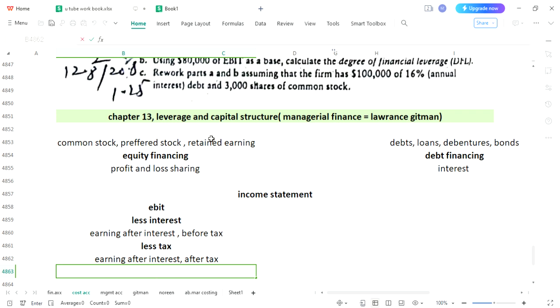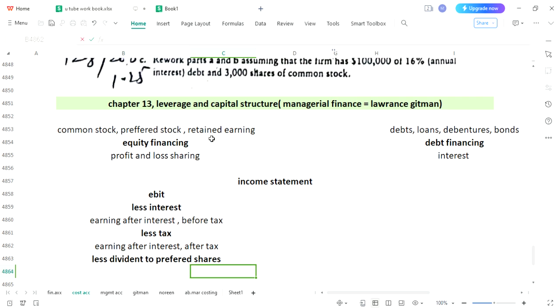Further, you will subtract dividend to preferred shareholders, and you will get your net margin after that. This would be considered as your earning after interest and after tax.